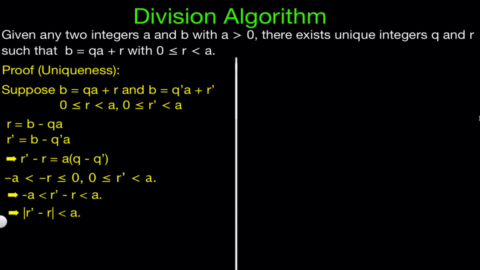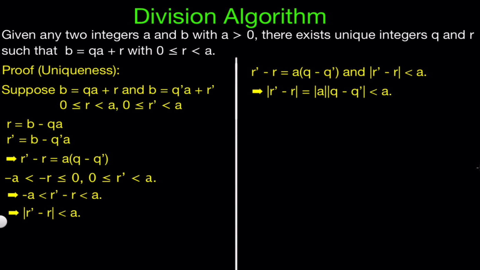So let's rewrite what we know over here. We know that R prime minus R equals A times Q minus Q prime. We also know that the absolute value of R prime minus R is less than A. So now let's take the absolute value of R prime minus R on the left-hand side. Well, we get that this will equal the absolute value of A times the absolute value of Q minus Q prime. And since we know from here that the absolute value of R prime minus R is less than A, we can conclude that this part here is also less than A.